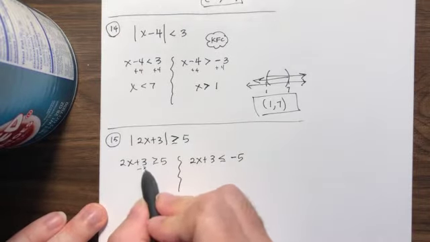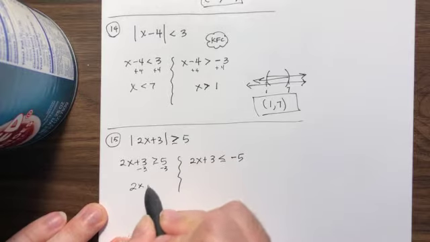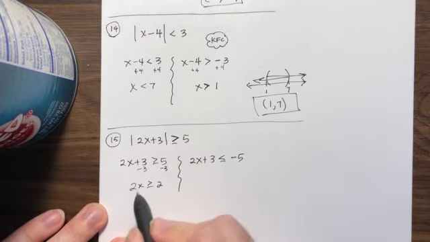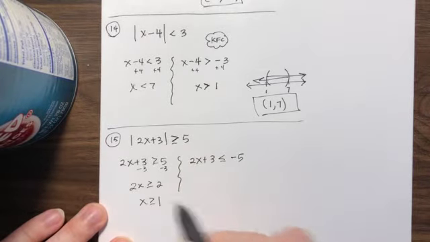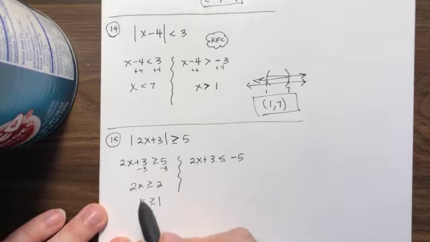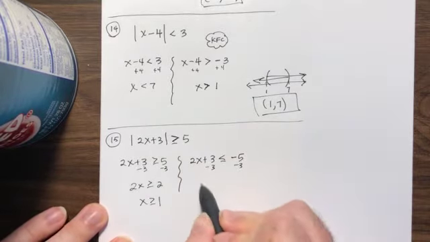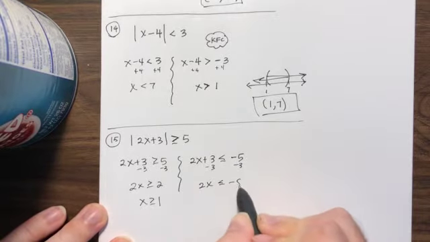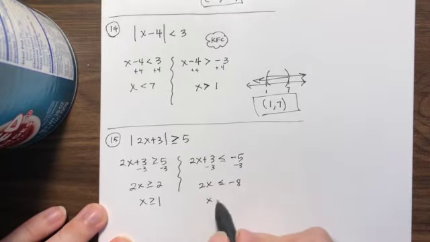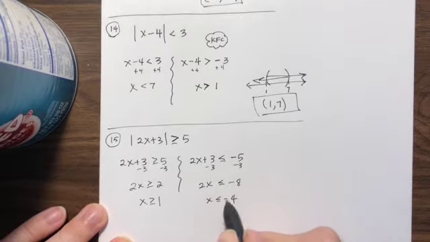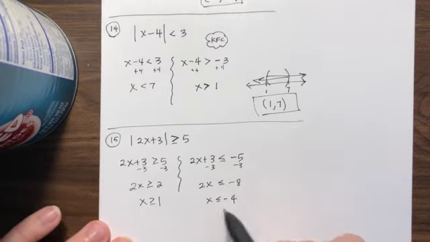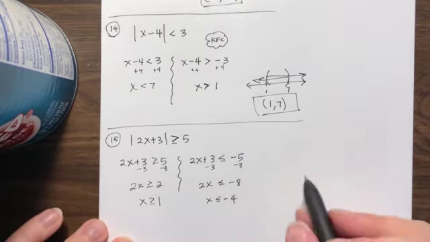Okay, so we subtract 3 on both sides. We get 2x greater than or equal to 2. And we divide by 2, and we get x greater than or equal to 1, right? Nothing flips here because this is not negative. All right, minus 3, we get 2x less than or equal to negative 8. And then we divide by 2, we get x is less than or equal to negative 4. Again, don't change the inequality sign.